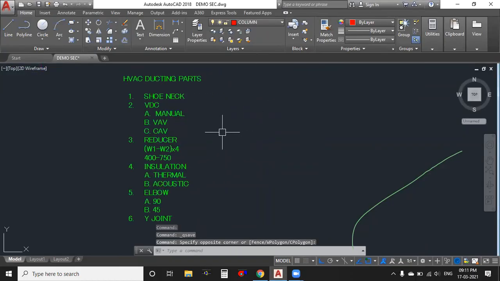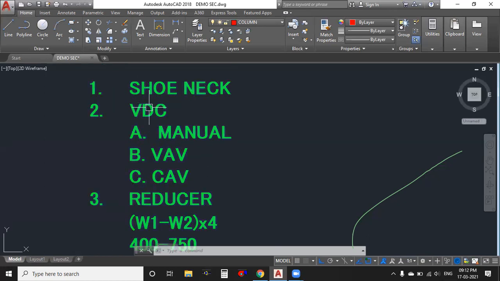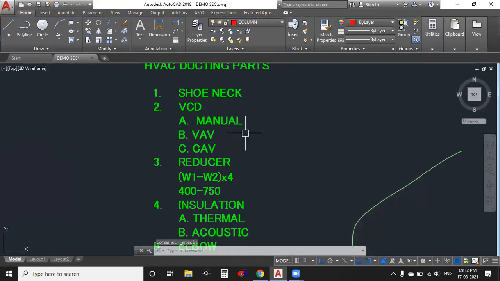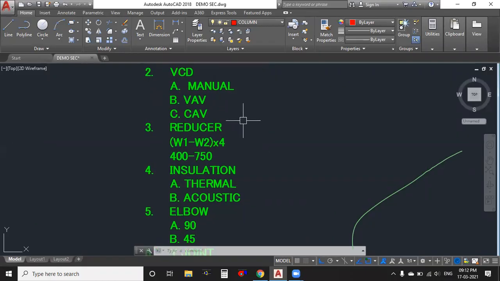So to prepare HVAC ducting, first one will be shoe neck and VCD. In VCD we are having three types. One is manual, and one is VAV and CAV. VAV, CAV is motorized, and we have reducer.